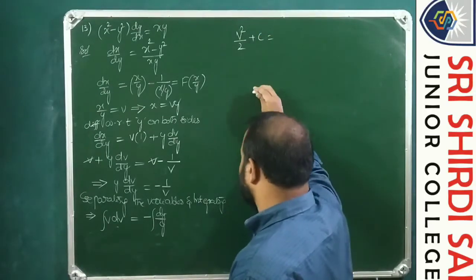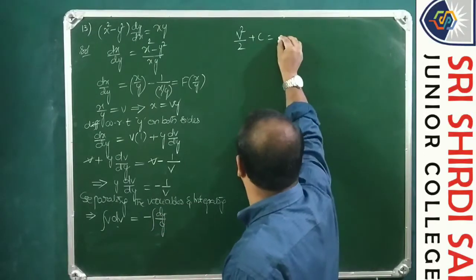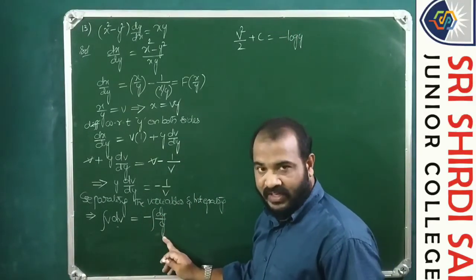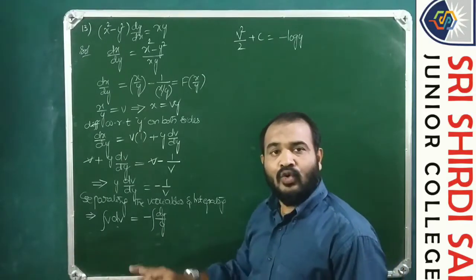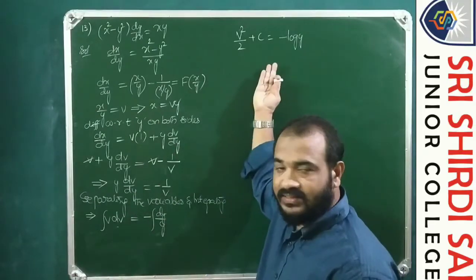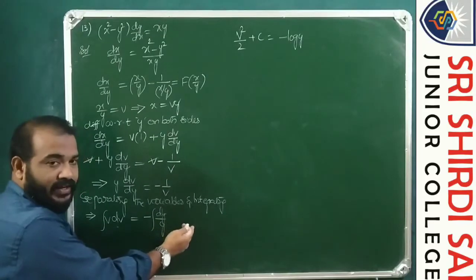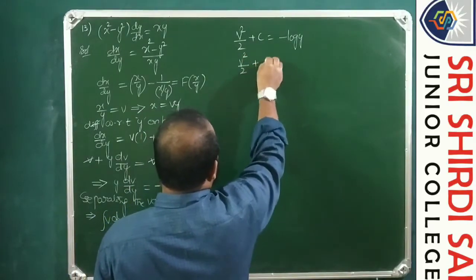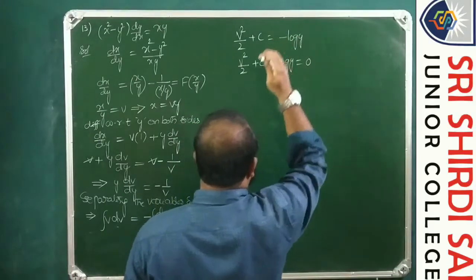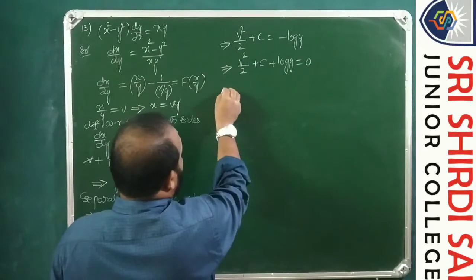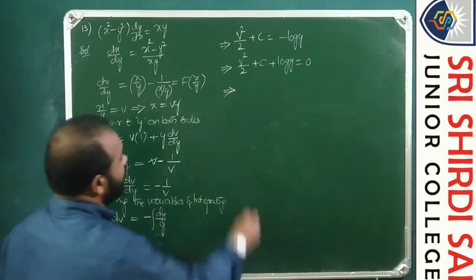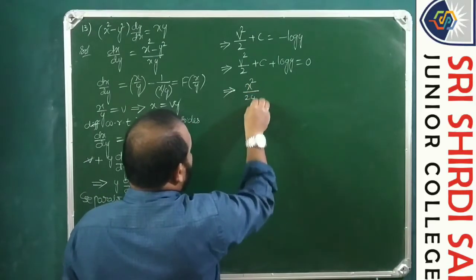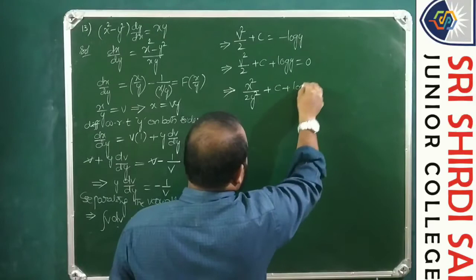to obtain the textual answer. C equals the integral of 1 by y dy, which is log y, minus log y. Or you may even take v square by 2 equals minus log y plus log c here also. But to obtain the actual textual answer, I have to take like this. But that way is also correct. Log c if I take and simplify, that also will be the required answer. Now, v square by 2 plus c plus log y equals 0. What is v? The value of v is x by y. So this is x by y whole square, x square by y square into 2. So x square by 2y square plus c plus log y equals 0.